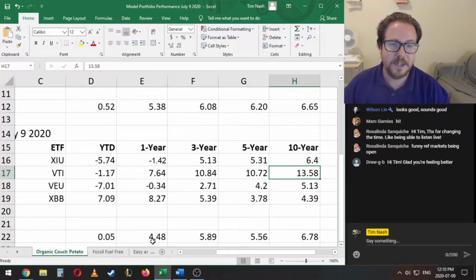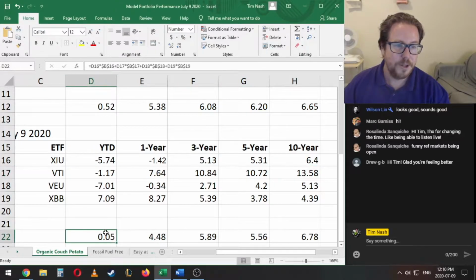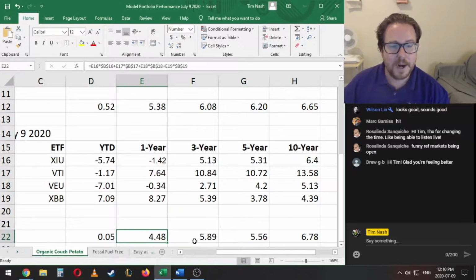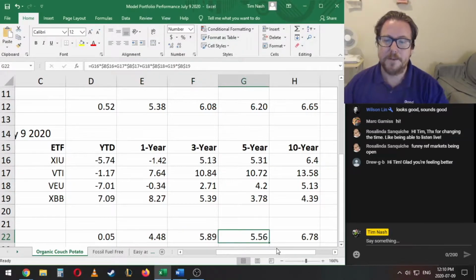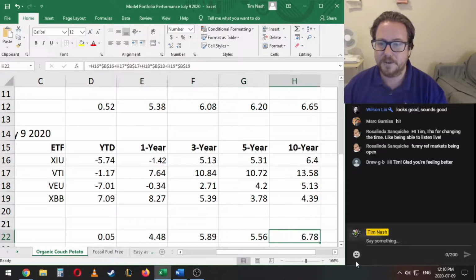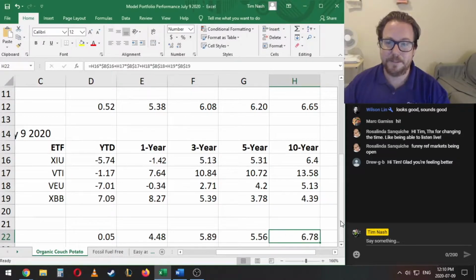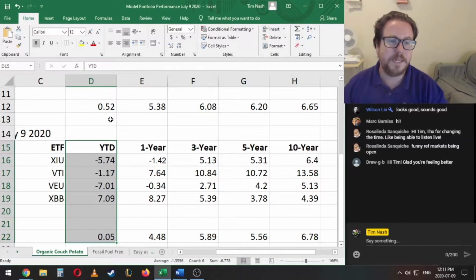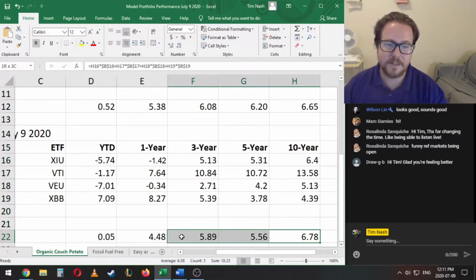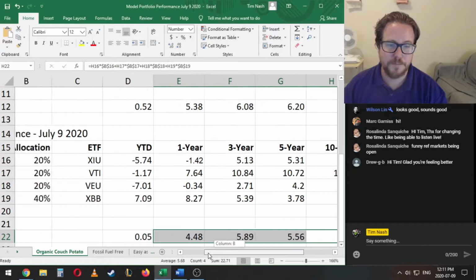So you can see here these returns, very flat year to date, but about 4.5% over the last year, close to 6% per year over the last 3 years, about 5.5% over the last 5 years, and close to 7% per year over the last 10 years. Not bad. You can see that the volatility and the crash that we had recently, because it bounced back, really hasn't impacted the long-term results too much.